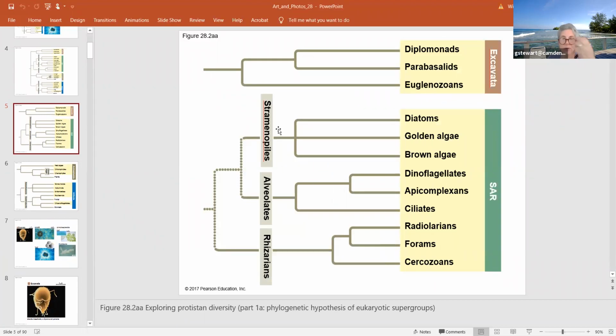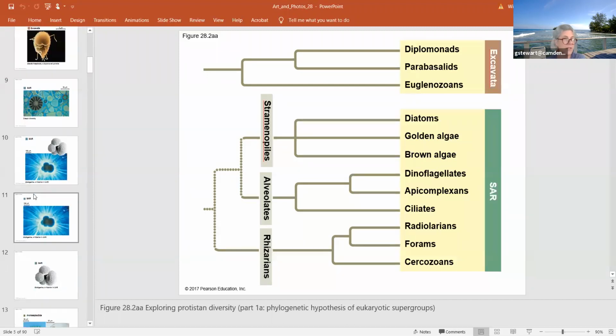The SARS group includes the stromatophiles, the alveolates, and the rhizarians. And I'm just going to pick out a few that are interesting and or that we have a lot of pictures of. So the stromatophiles, that literally means, I believe, hairy flagella. So we're going to look at some diatoms, and then the golden algae and the brown algae. And the brown algae we're going to spend a longer bit of time on because they have the alternation of generations life cycle, and they're also multicellular. And that's the first time we're going to see multicellularity in this group of protists here.